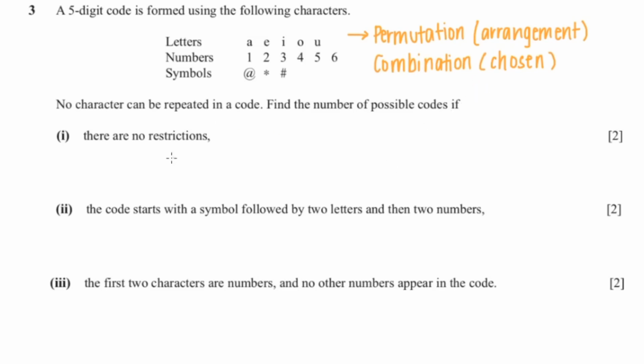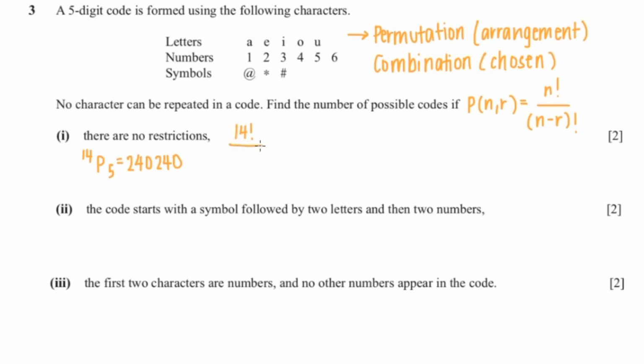Since the question is saying that there are no restrictions, we'll count the total. So that is 14P5. When you put that into your calculator, you will get 240,240. Or you could use the formula, which is n factorial over n minus r factorial.